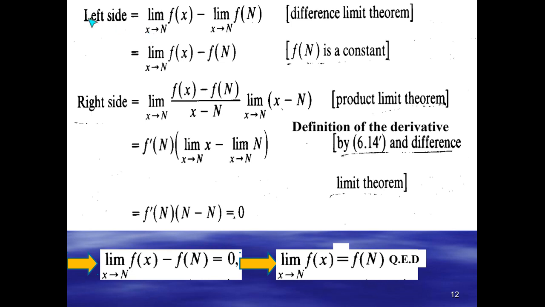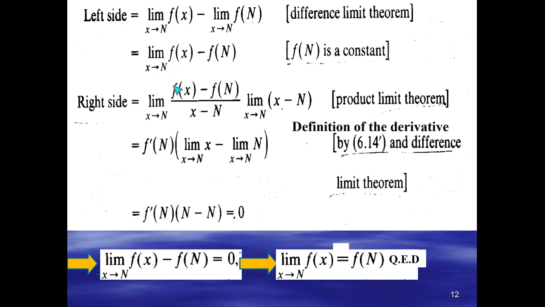The left side will be the limit of f of x when x goes to n, minus the limit of f of n when x goes to n. This is the difference limit theorem. And f of n is a constant: the value of the function at the point n is a definite and constant value. So when x goes to n, this limit will be equal to f of n.